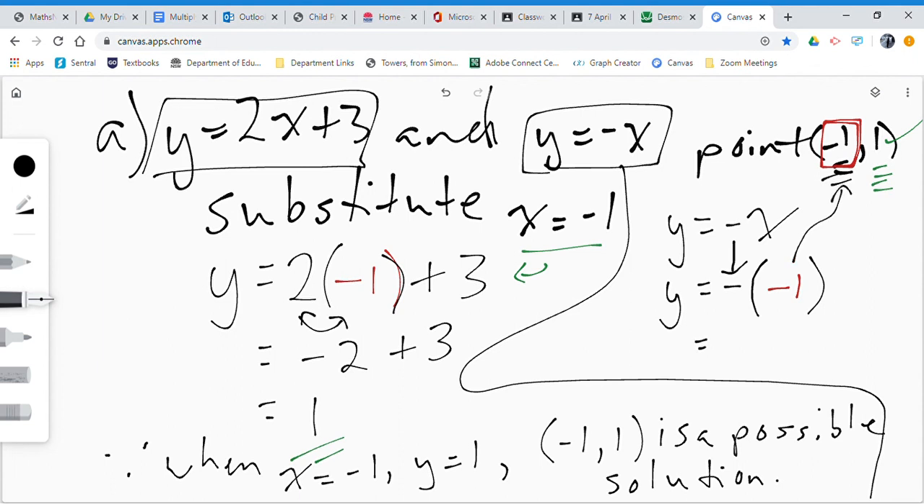What's a negative times a negative? It's a positive, so y equals 1. So because y does also equal 1, this point also satisfies this equation, and that means that these two lines intersect at negative 1, 1. So we have verified it. So you need to write a final statement. I've just run out of room.